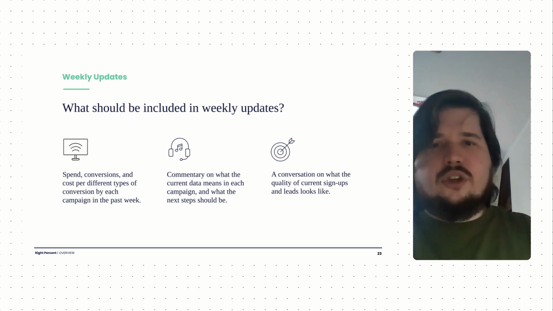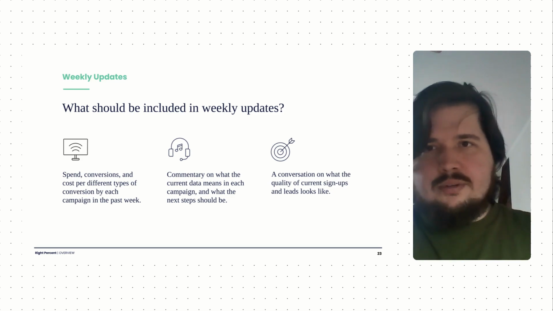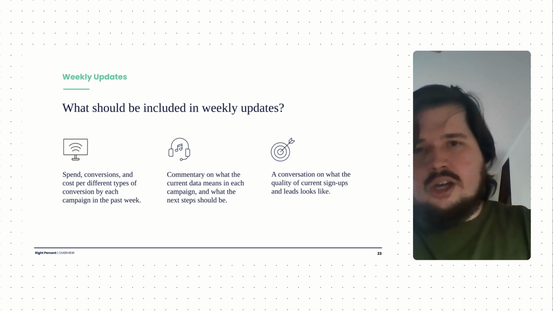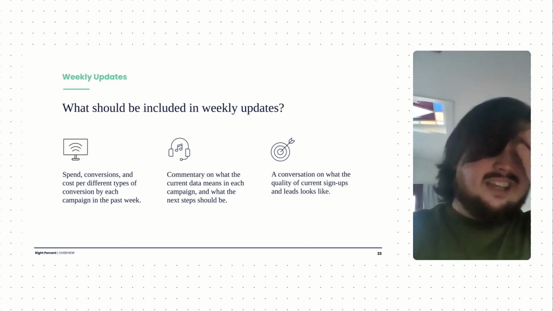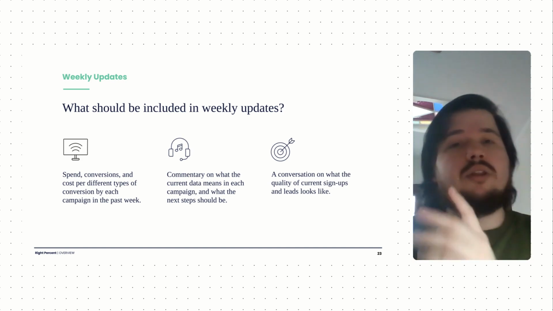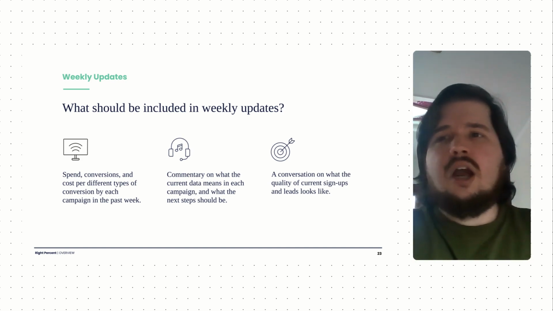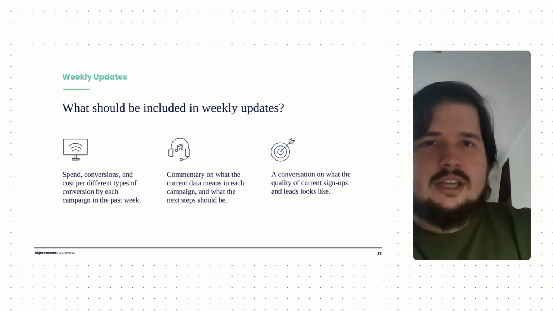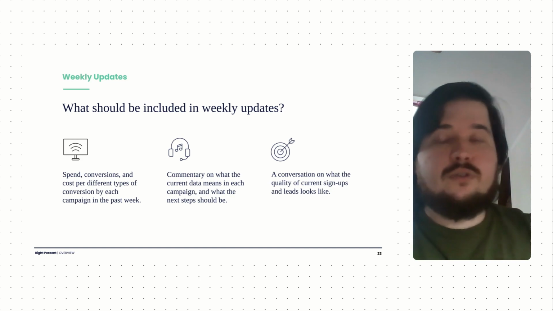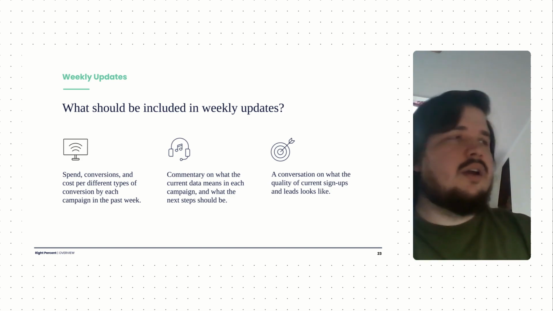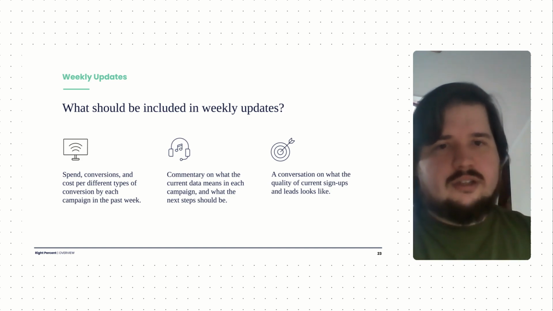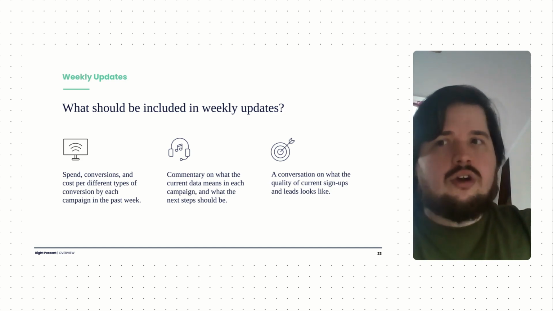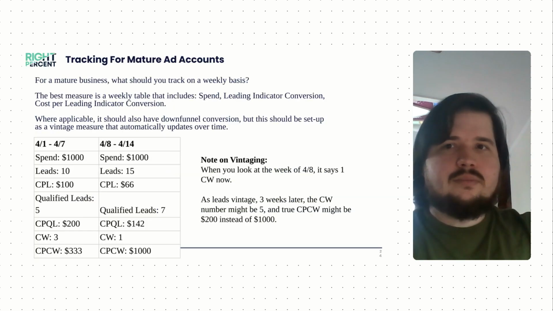Commentary comes from looking at the current data and deciding what next steps should be. So that's where expertise comes in, but you need this most reliable data in order to come up with commentary. And lastly, a very manual conversation on what the quality of current signups and leads look like. So you have to constantly be checking in on your qualified leads, your conversions you think should lead to more highly qualified prospects for the sales team to close. The only way to do that at the start is really manually looking at the leads, talking to the sales team, and figuring that all out.